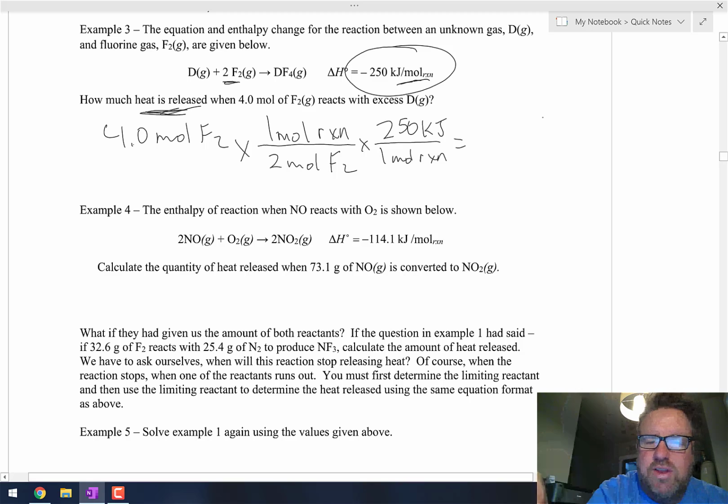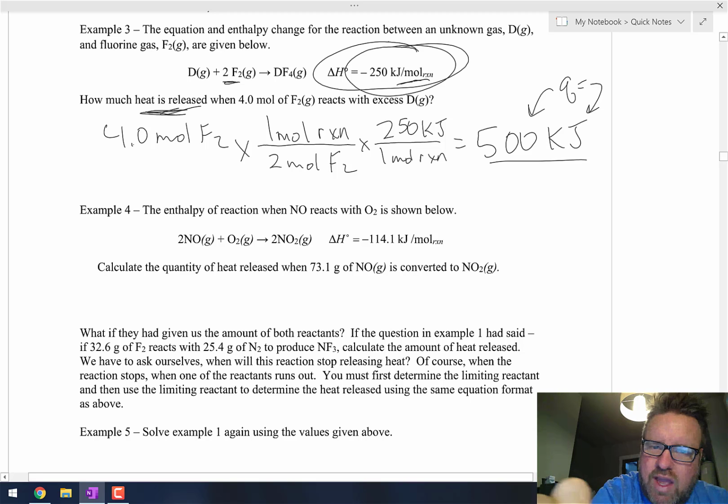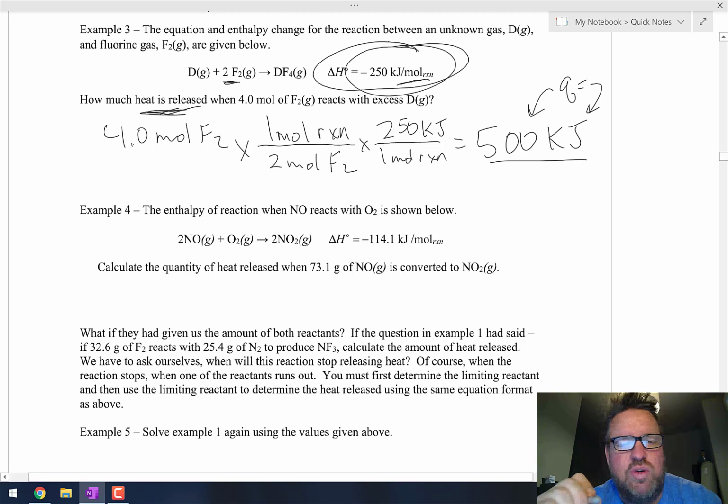So 4 divided by 2 is obviously 2. 2 times 250 is 500 kilojoules, which is the correct response. Now remember that this right here, just kilojoules, we could call that the Q value. That would be Q, where delta H, remember, is always kilojoules per mole of reaction.